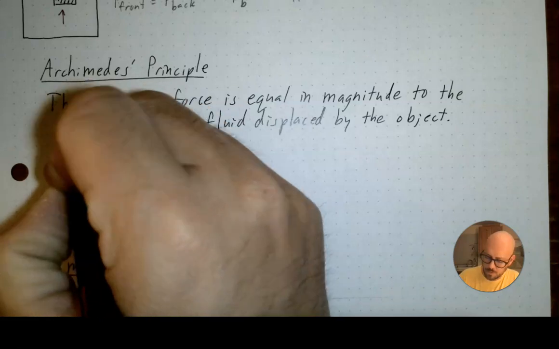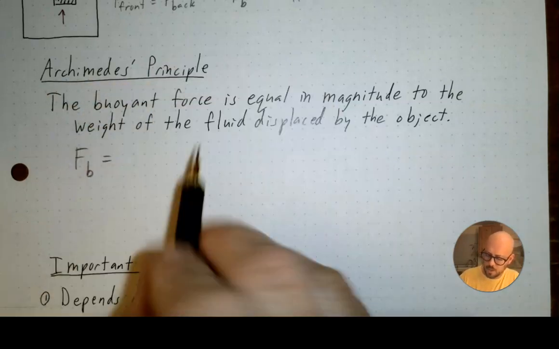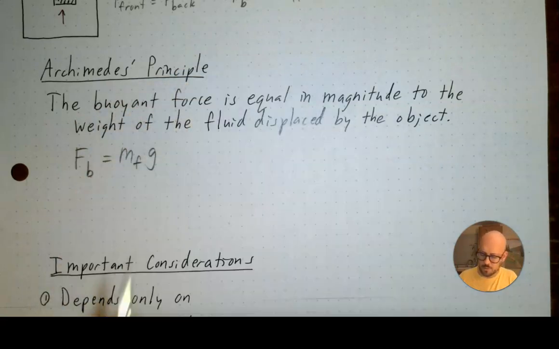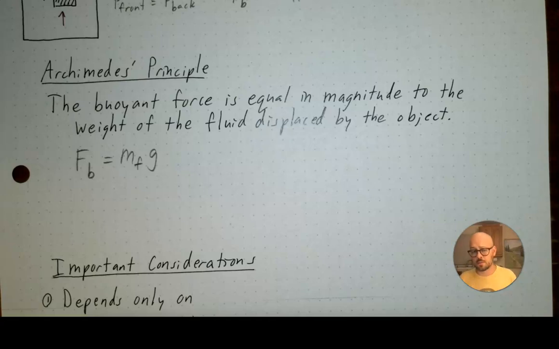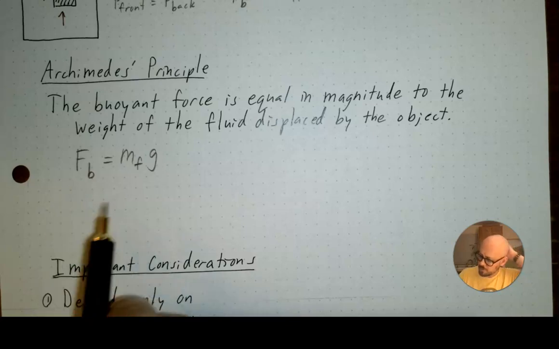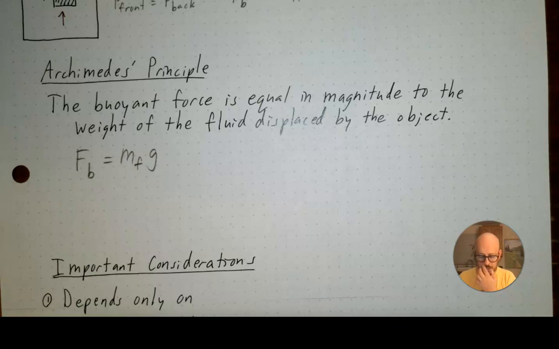So we can write that out. F_B for buoyant force, and then the weight of the fluid is going to be the mass of the fluid times g. I will try and be consistent and use the subscript F for fluid and the subscript O for object. And so this is just a pure definition that the buoyant force is equal to the weight of the fluid, so that's the mass of the fluid times g.